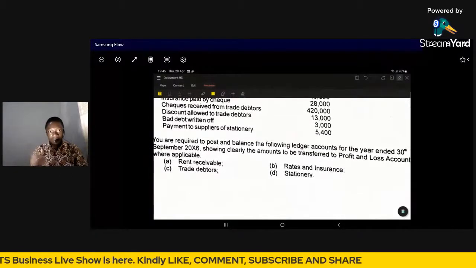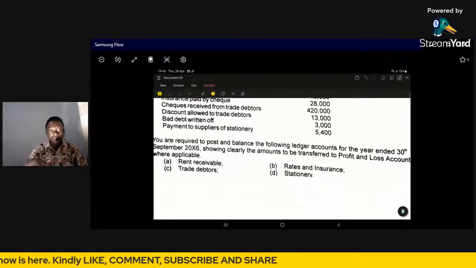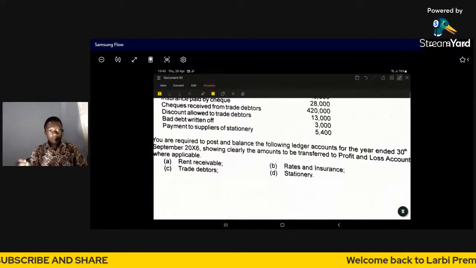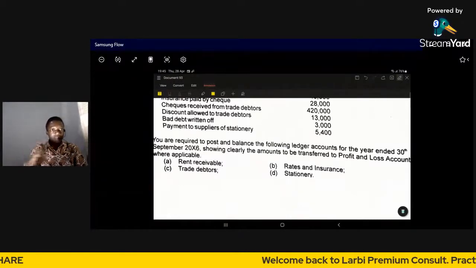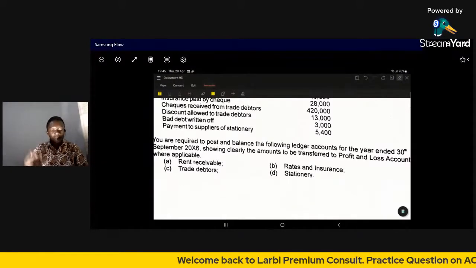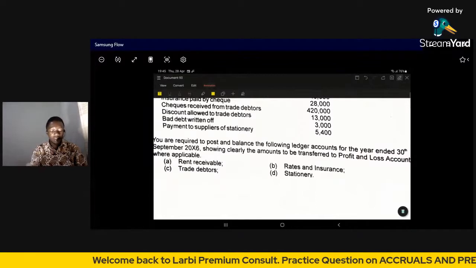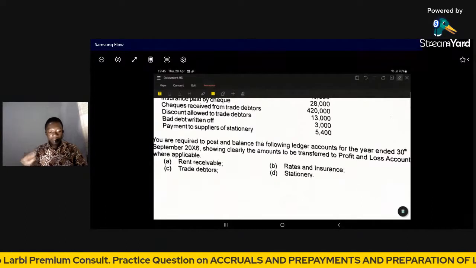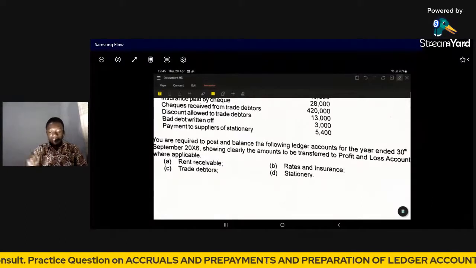As I said earlier, once you get this concept, your base of recording in terms of double entry becomes fine. These are very key things that we need to know when it comes to recording and double entry in terms of our transactions. So we have to prepare an account for rent receivable, rates and insurance, trade debtors, and stationery.